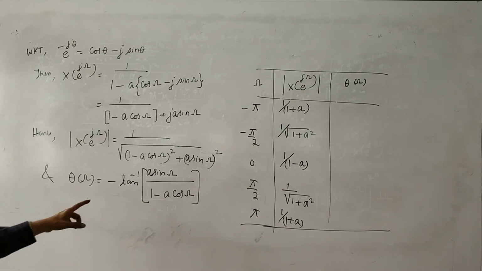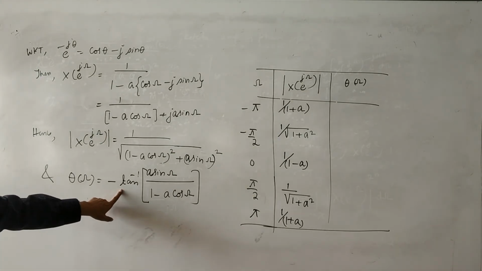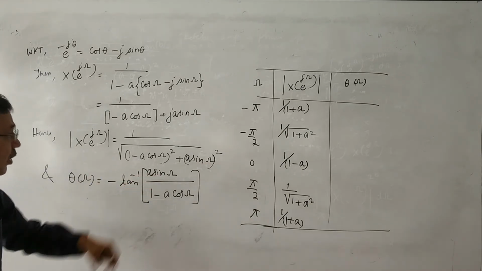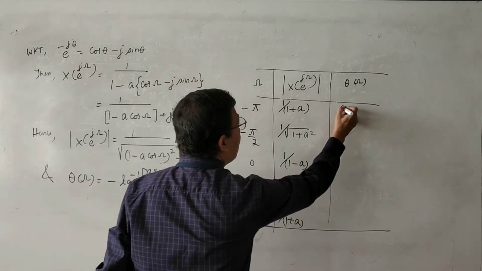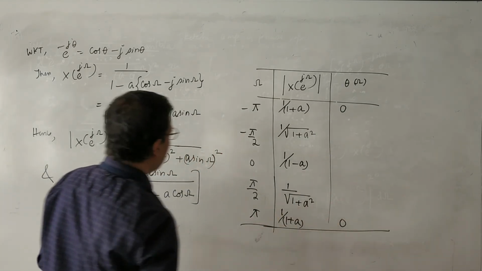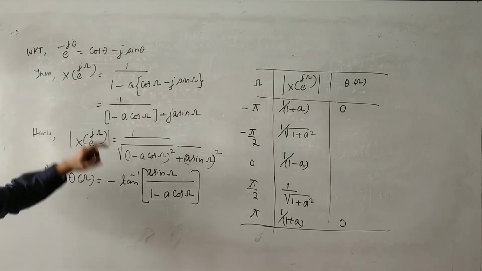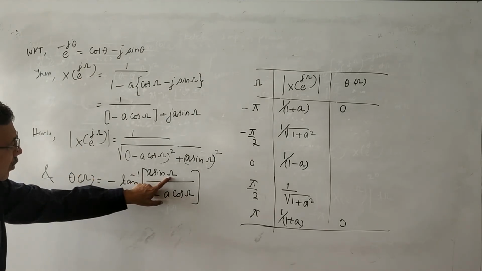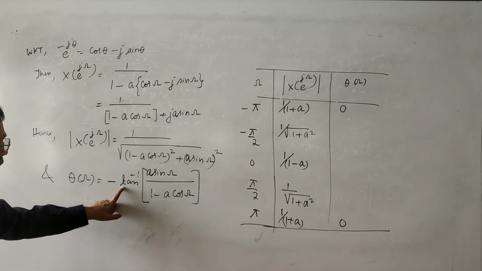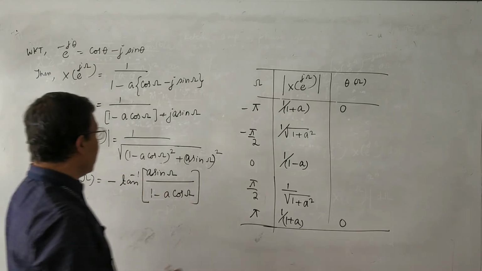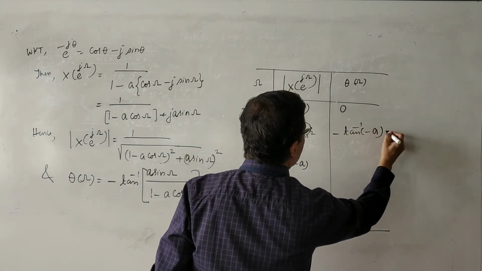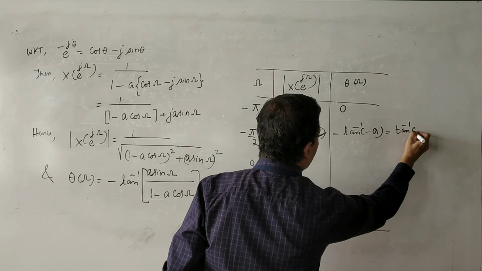Next we come to this expression. If you put omega equal to pi, sin of minus pi is 0. Tan inverse of 0 is 0, therefore this angle is 0. When you put plus pi, also 0. When you put minus pi by 2, please watch. Sin of minus pi by 2 is minus 1. Cos of minus pi by 2 is 0. Tan inverse of minus a. See what you get here? You get minus tan inverse of minus a, which is nothing but tan inverse of a.